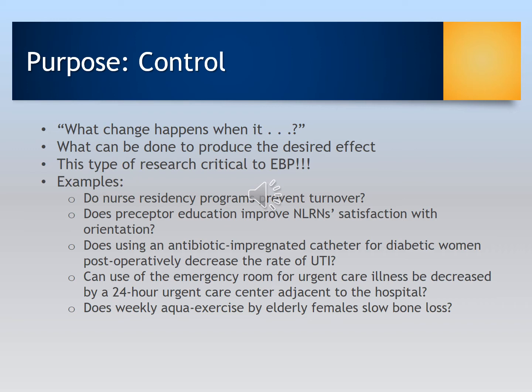So this type of research is really what we strive for, because if we can find good research, or we produce good research and we read good research, that can control outcomes, these are the things that we want to implement as part of our evidence-based practice.